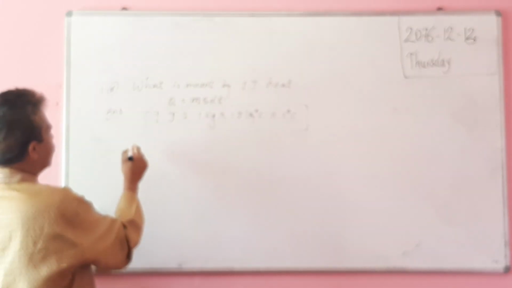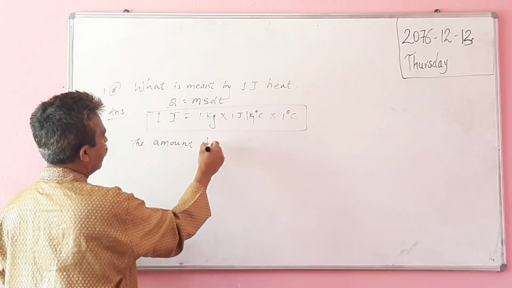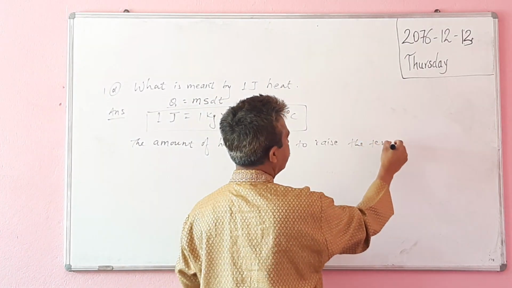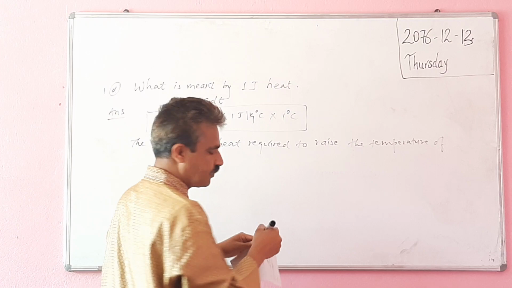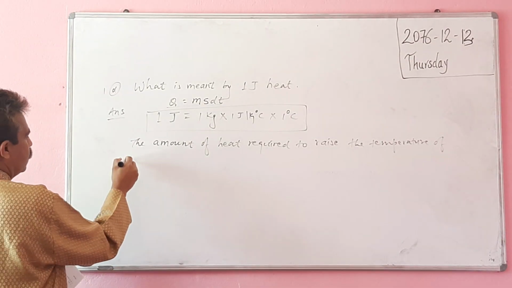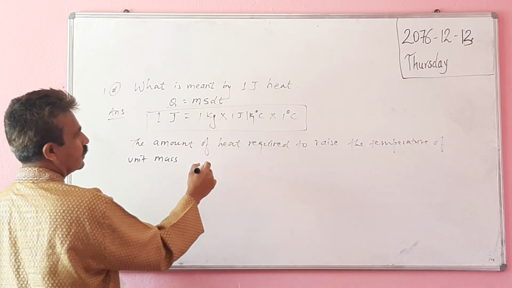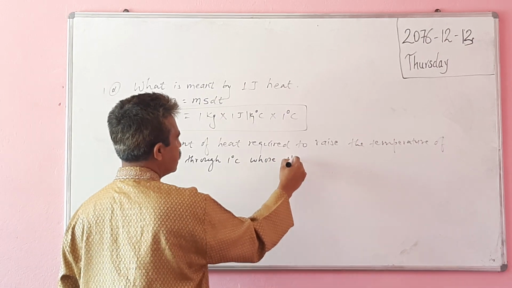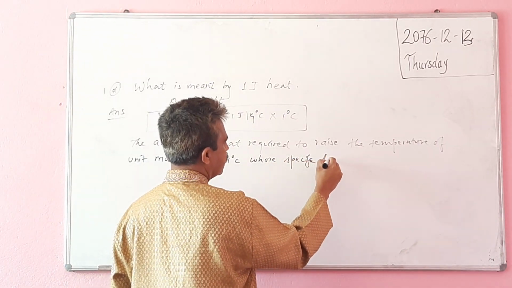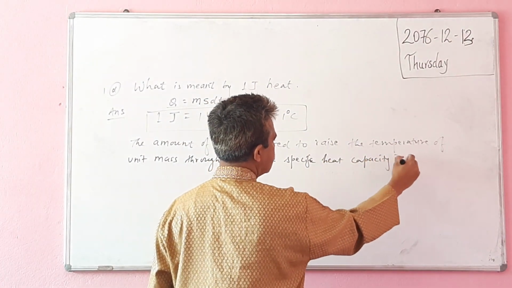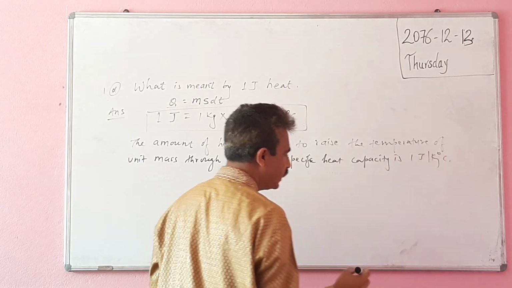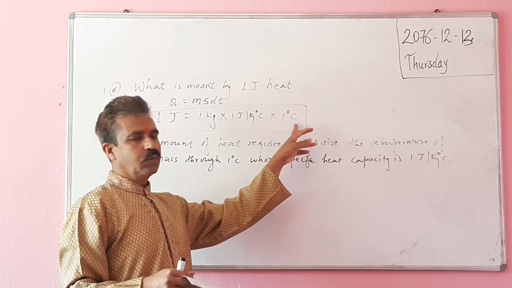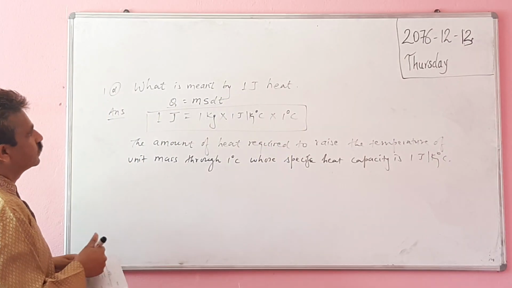They multiply. So 1 joule is defined as the amount of heat required to raise the temperature of unit mass to 1 degree centigrade, whose specific heat capacity is 1 joule per kg per degree centigrade. Here is 1 kg, 1 joule per kg per degree centigrade, and 1 degree centigrade. In this way, we have to define. Okay, this is 1 joule heat.